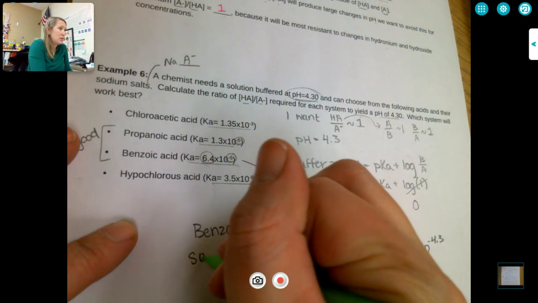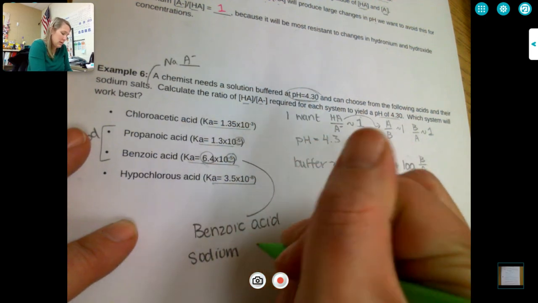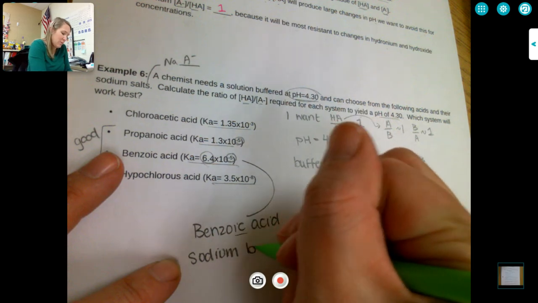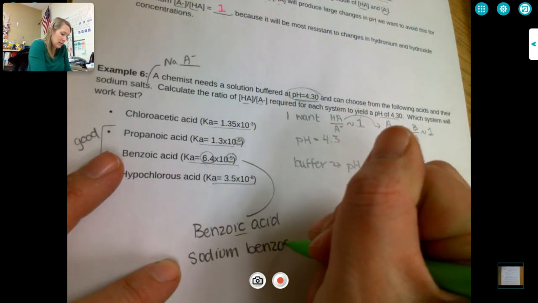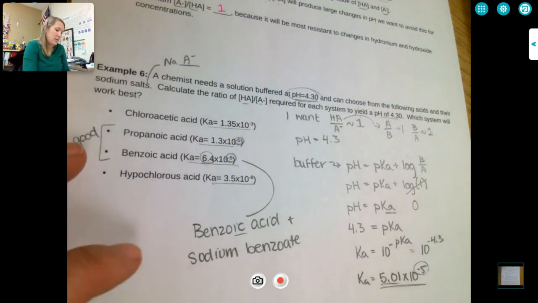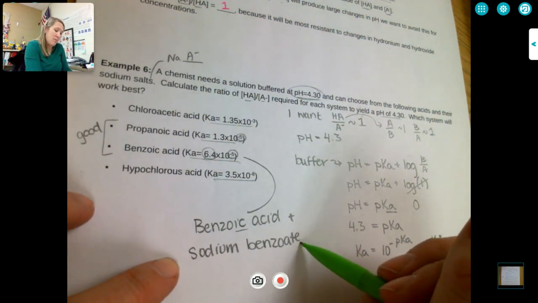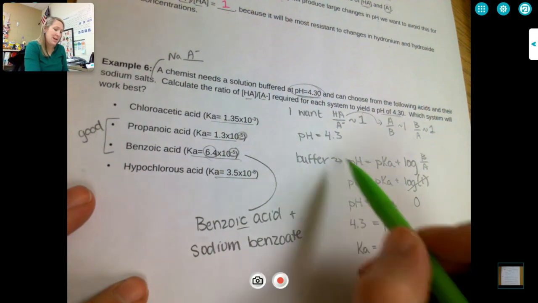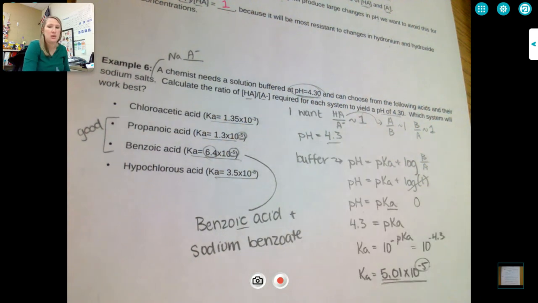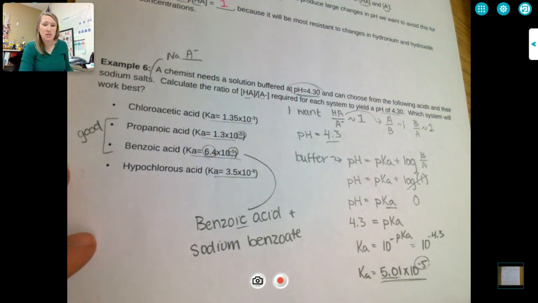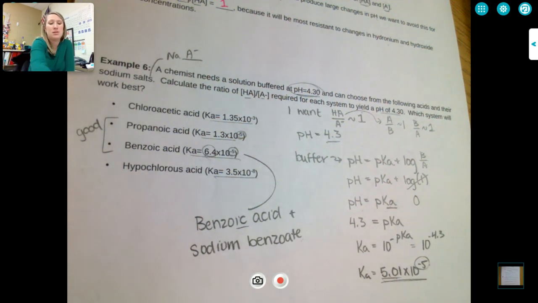So that means that benzoic acid with our sodium benzoate would be our best buffering solution if we wanted a pH of 4.3. So those are the main types of buffering questions that we can get asked, and we will practice more in class.